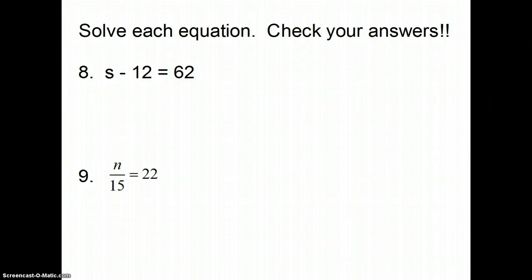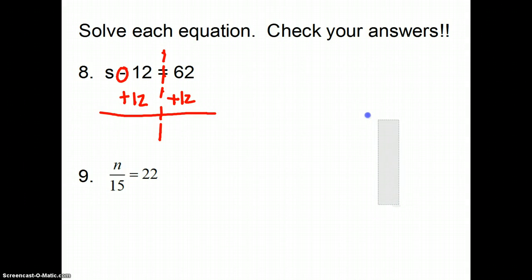Okay, so the first one, I circle my sign, draw my line, and to get 12 to the other side, I have to add 12 to both sides, because the opposite operation of subtraction is addition. So negative 12 plus 12 is 0, and I'm left with S is equal to 74.